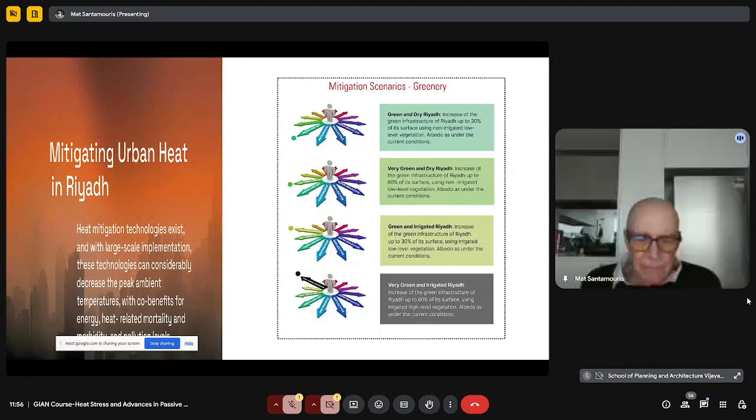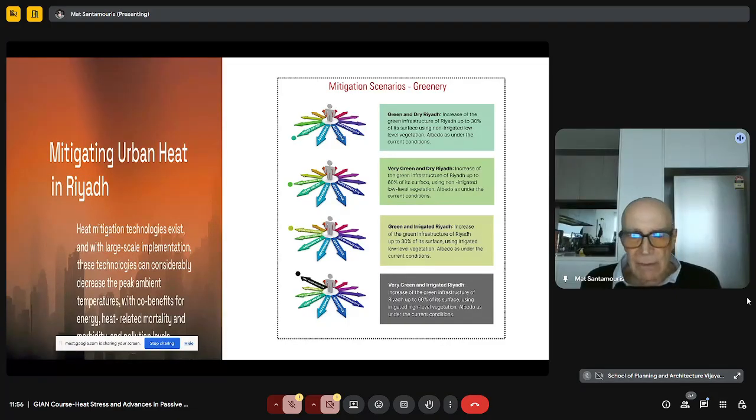By using these two scenarios, we aim to decrease the sensible heat. But as I mentioned to you, the goal is also to increase the evaporative losses, to increase the latent heat. How can this be done? By using greenery. So we designed a scenario where we increase the green infrastructure of Riyadh up to 30% using non-irrigated low-level vegetation.